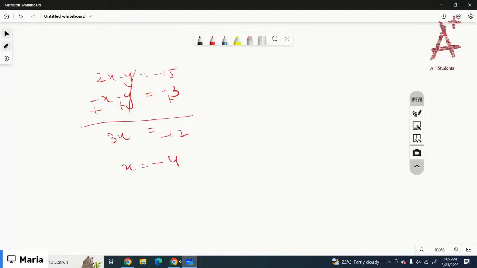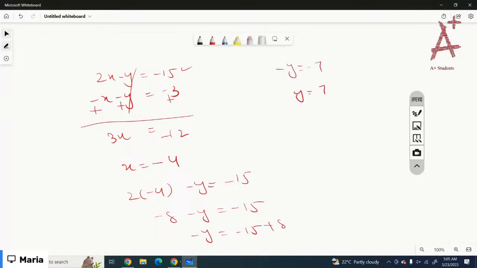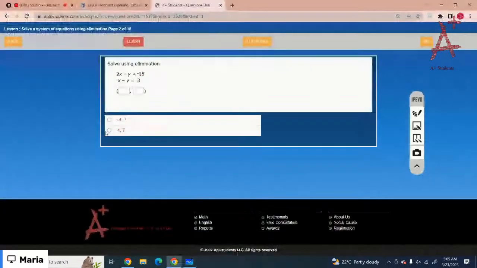Got it? So you can put x equals negative 4 in either of the equations to calculate the value of y. I'm going to put it in equation number 1. 2 times negative 4 minus y equals negative 15. 2 times negative 4 is negative 8, minus y equals negative 15. Move negative 8 to the other side. It would be minus y equals minus 15 plus 8. It would be negative y equals negative 7. So y equals 7. So the pair of values is negative 4 and 7. So option number 1 is the correct option.